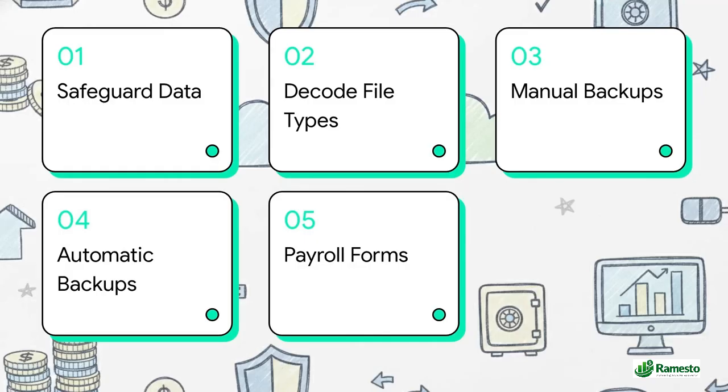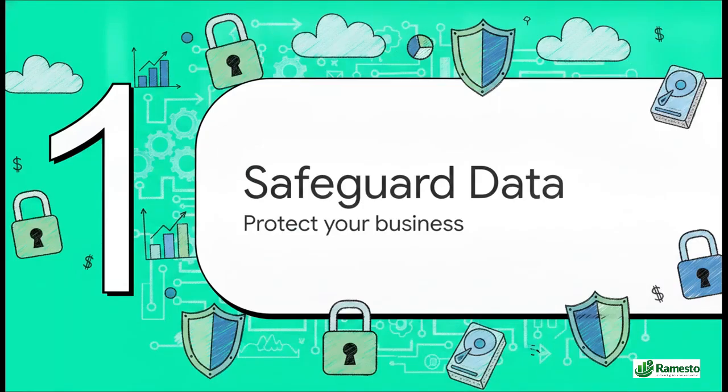Here is our roadmap for today's explainer. First, safeguard your accounting data. Second, decoding QuickBooks file types. Third, the manual backup method. Fourth, scheduling automatic backups. And finally, don't forget payroll forms. All right, let's jump into Section 1, Safeguard Your Accounting Data.